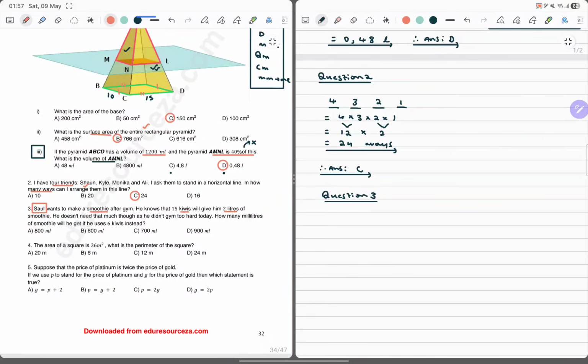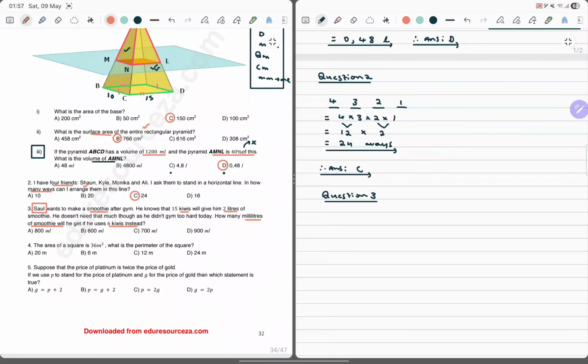Okay, this is stuff that relates to ratio and proportion. 15 kiwis will give us 2 liters of smoothie. He doesn't need that much, though. So the question is saying, how many milliliters of smoothie will he get from 6 kiwis instead? Crazy question, but we're going to handle it.